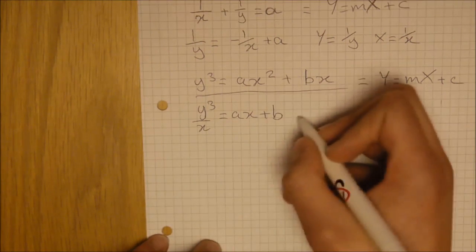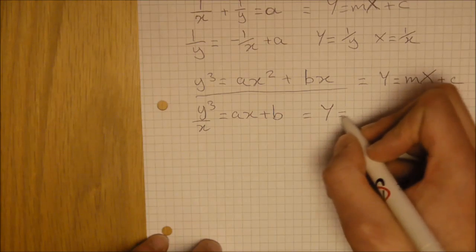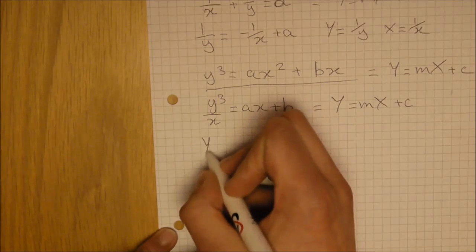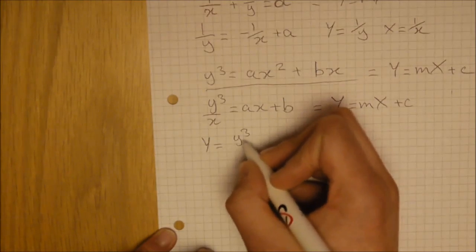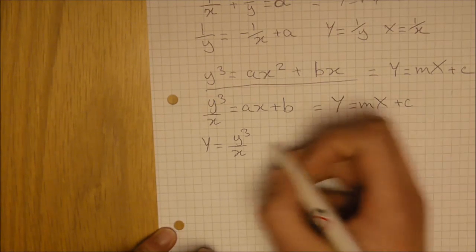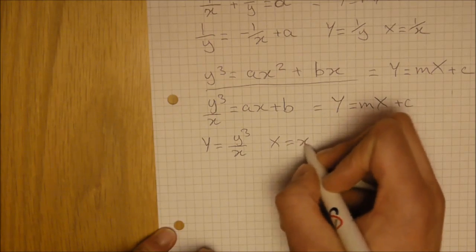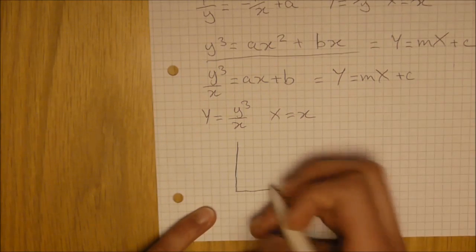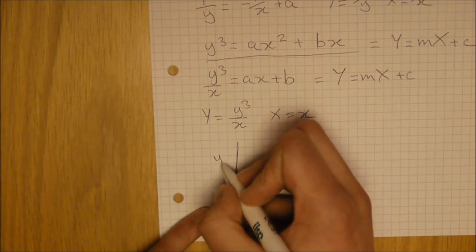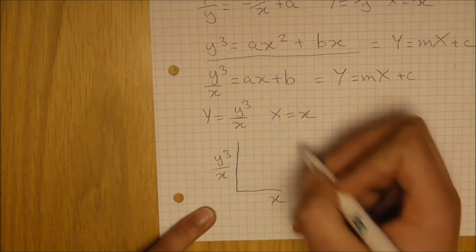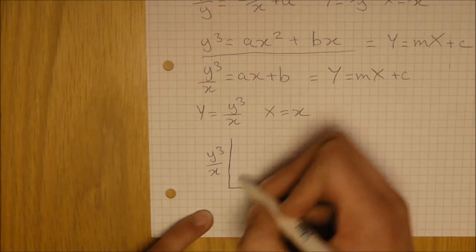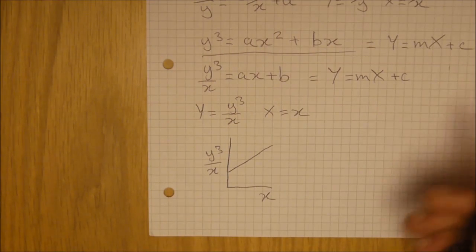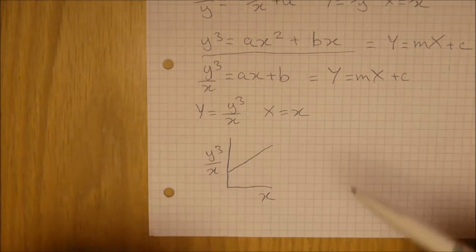So we can write this as equal to y equals mx plus c. So big Y is equal to y cubed over x, and big X is just equal to x. When we're plotting this, we're going to be plotting x on the x-axis and y cubed over x on the other axis. This should yield us a straight line, something along the lines of, I don't know, that. It may not be that shape, but it's still a straight line.